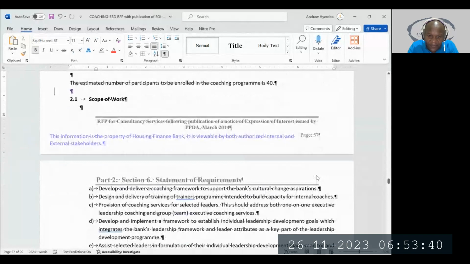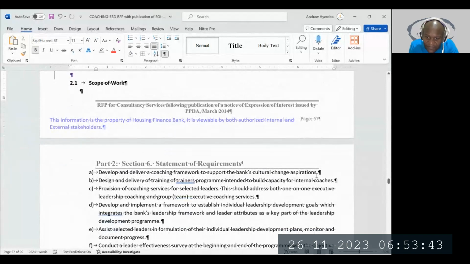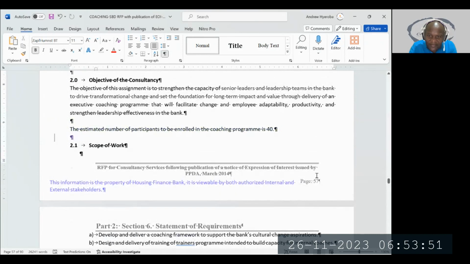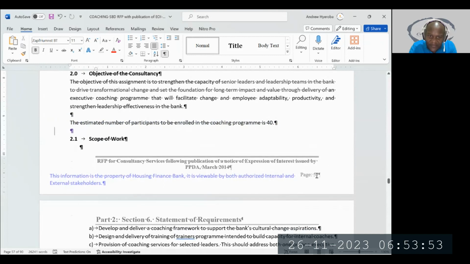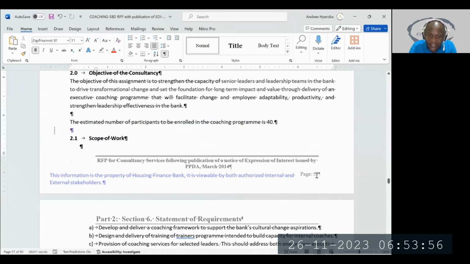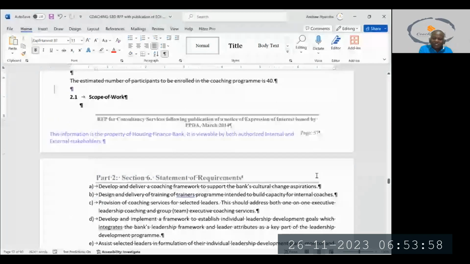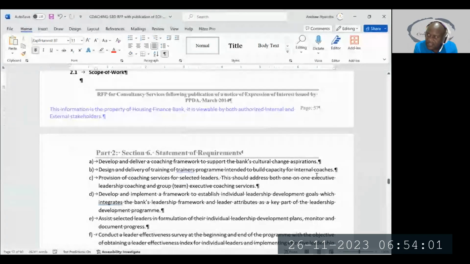Scope of work. Develop and deliver a coaching framework to support the bank's cultural change aspiration. Now they are zeroing in. The other time they said strengthen capacity of leaders to drive transformational change and set the foundation. Develop a coaching framework to support the bank's cultural change aspirations. So the coaching is all about what does it take for you to be a good leader or to facilitate change. Design and delivery of training of trainers program intended to build capacity for internal coaches.